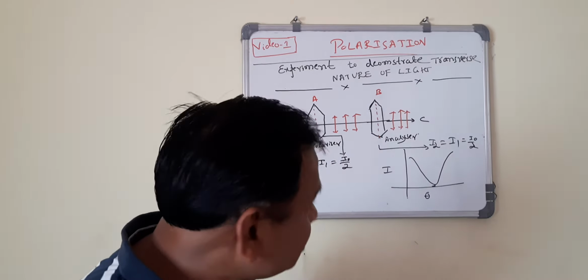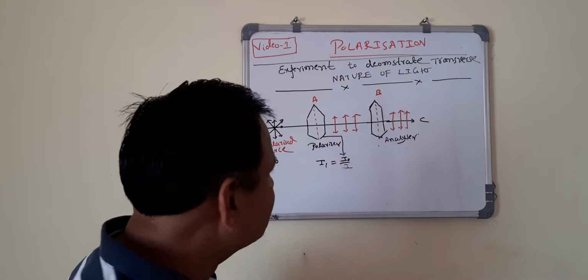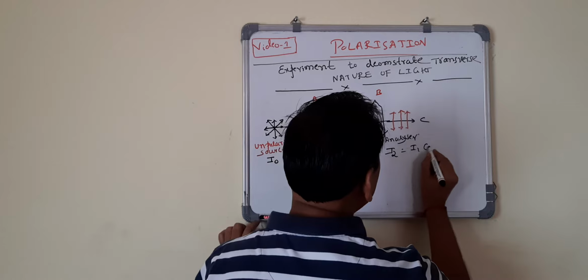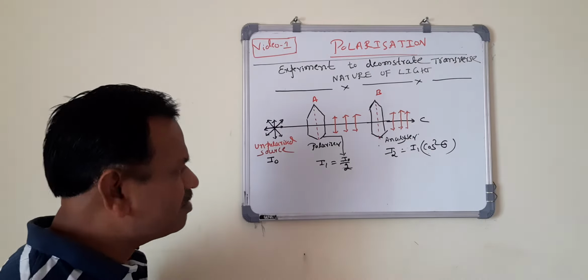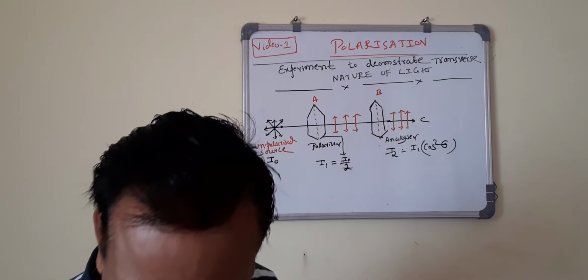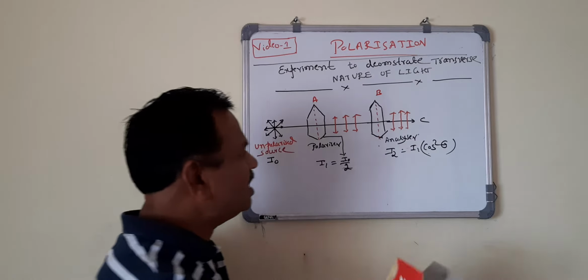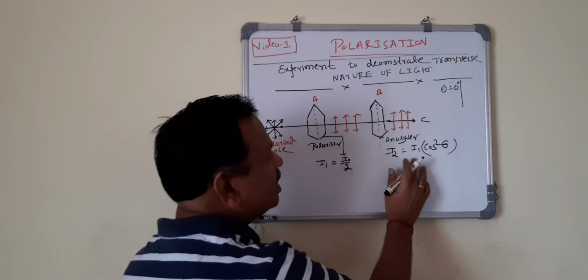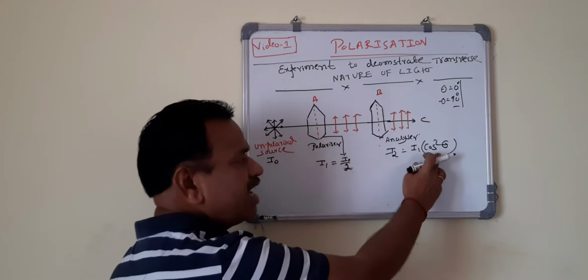Now, if this crystal B is rotated like this, the outgoing intensity, the general formula, is I2 equals I1 into cos square theta. How the cos component comes and all that, don't worry, I'll tell you later. Here, you see, both are parallel. When both are parallel, theta equals 0. When theta equals 0 degree, cos 0 equals 1. Then I2 equals I1. Next, theta equals 90 degree. Then cos of 90 equals 0.